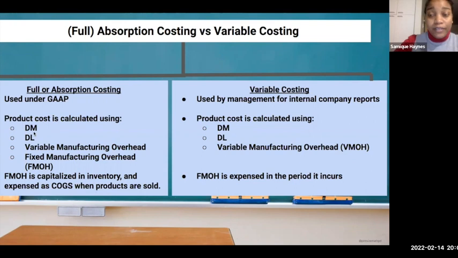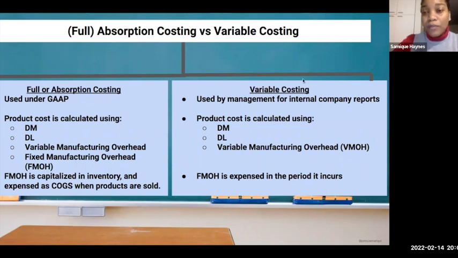Okay, so this is the difference that we just discussed. Product cost under full costing is calculated using direct materials, direct labor, variable manufacturing overhead, and fixed manufacturing overhead, whereas the product cost under variable costing is only calculated using the direct materials, direct labor, and the variable manufacturing overhead only. That's all you need for the product cost under the variable costing method. And then, as we learned in the beginning, fixed manufacturing overhead, all of it, is capitalized in inventory, only expensed when products are sold in cost of goods sold.